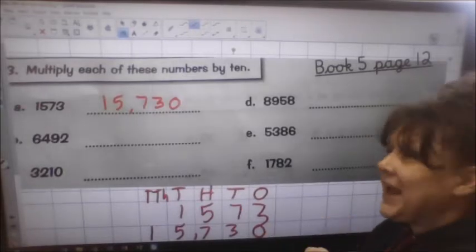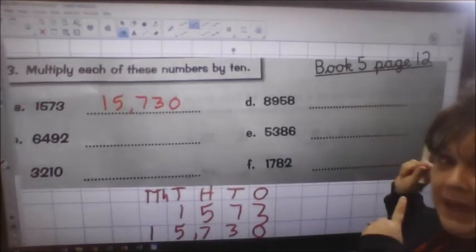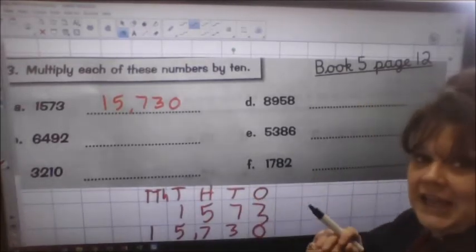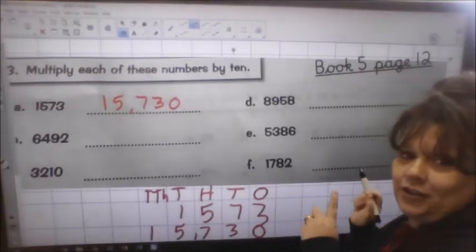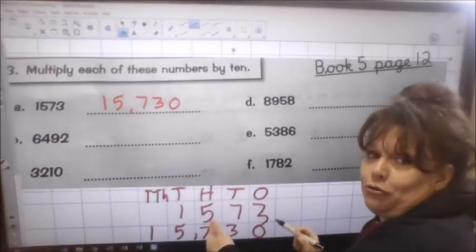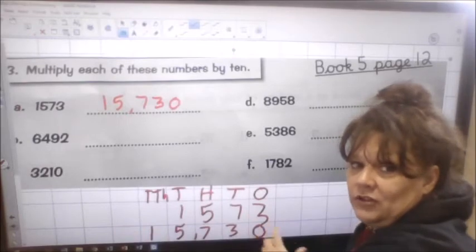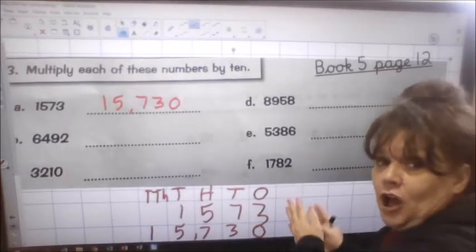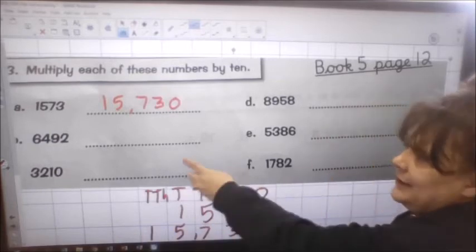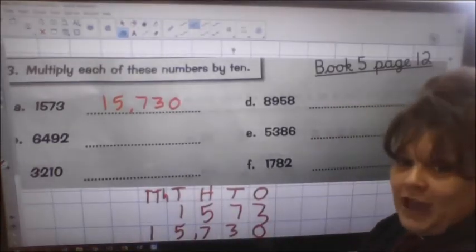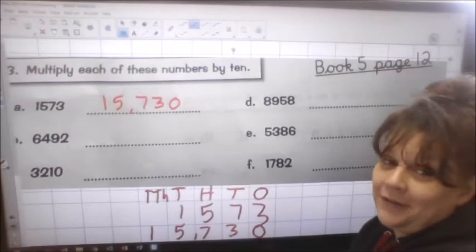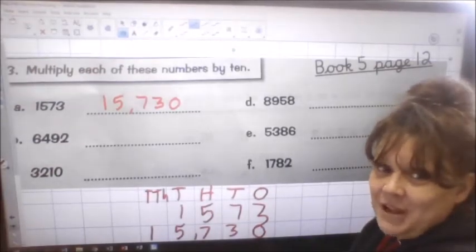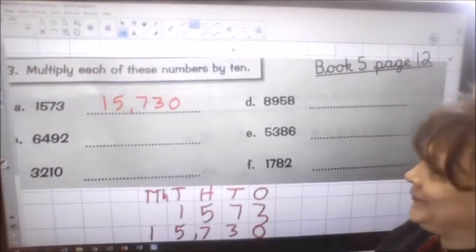So, book 5, page 12, this is question 3. I want you to have a little go. You might want to draw the grid and help move those digits along. Remember we're multiplying by 10, so they go one place, and see if you can find the answers to each of those. Pause the video, off you go. Right, let's see how you got on then.